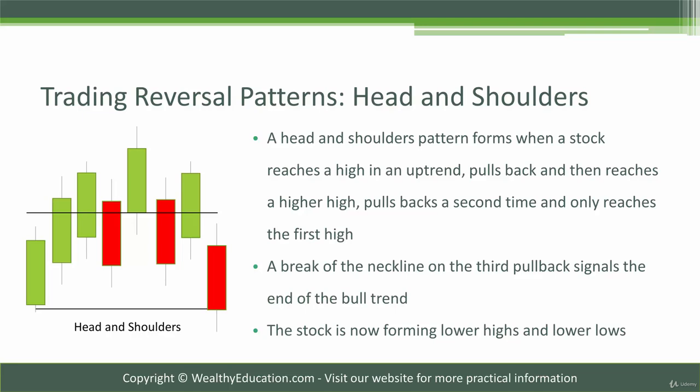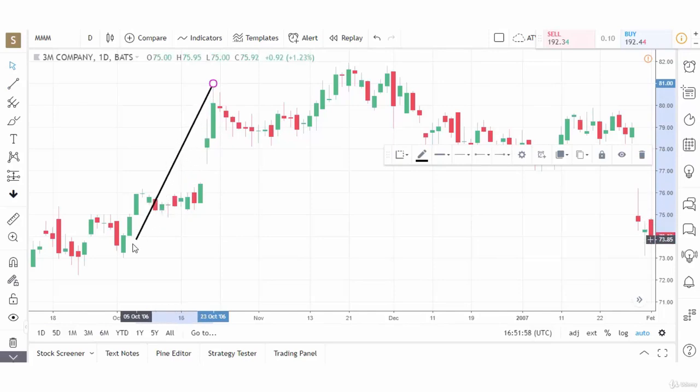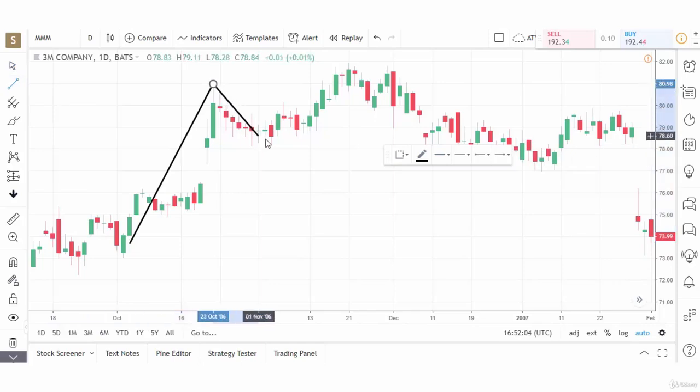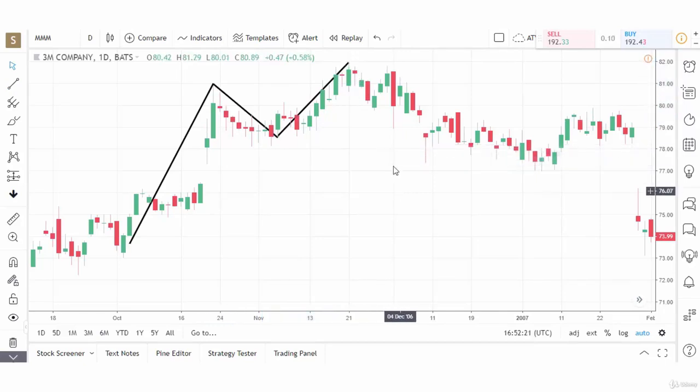So let's take a look at a head and shoulders pattern on a chart. Let's use a chart of 3M for our head and shoulders pattern. Here we see the stock is trading on a daily basis, and we see the stock making a new high here, continuing its uptrend. The stock then pulls back, rises higher. So this first high is our shoulder, and then we have a head here.